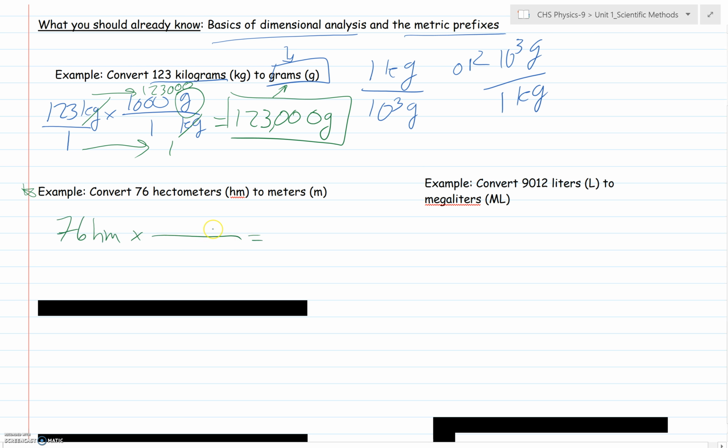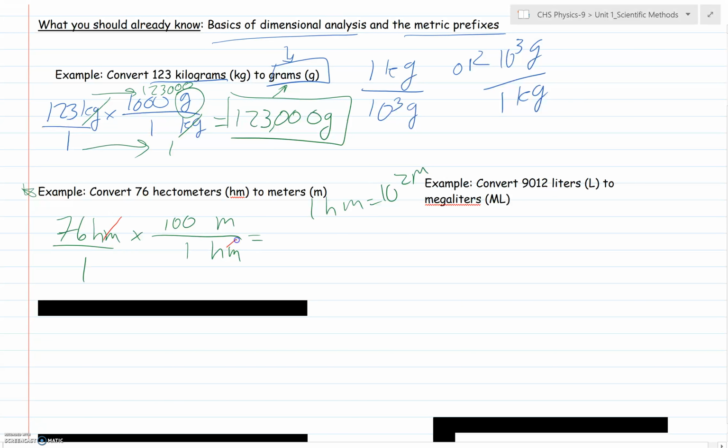All right, so here to begin with, I have my 76 hectometers, and I'm going to multiply by some sort of ratio over here. I'm going to have hectometers on the bottom, meters on the top, because I'm trying to get rid of my hectometers. And then 1 hectometer equals 10 squared meters. So I can come back in here and I can look, okay, hectometer would be 1, and then meters would be 10 squared, or we know that would just be 100. And then we can go ahead and cross out our units as needed.